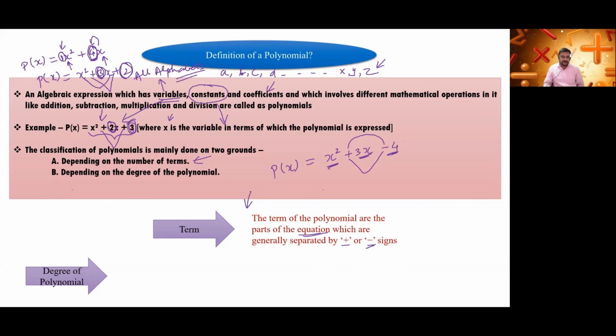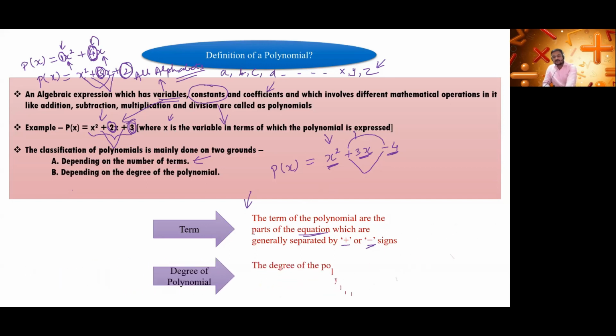Is it clear to you? So how many terms are there in the expression which I have written, or in the polynomial which I have written? 3 terms are there. Correct. Okay, 3 terms are there. Next, what do you mean by degree of the polynomial? See the definition first. The degree of the polynomial is the highest power of the variable in the algebraic expression.